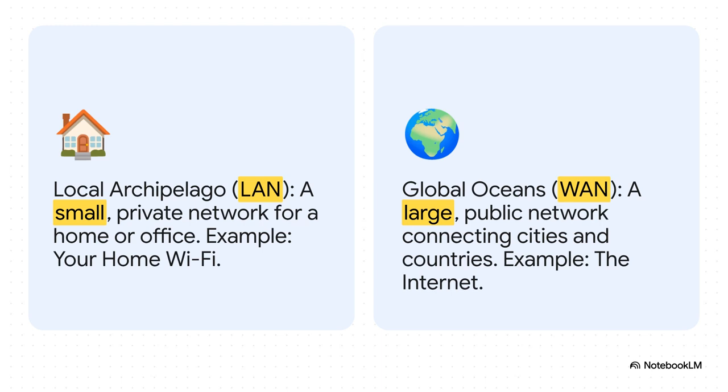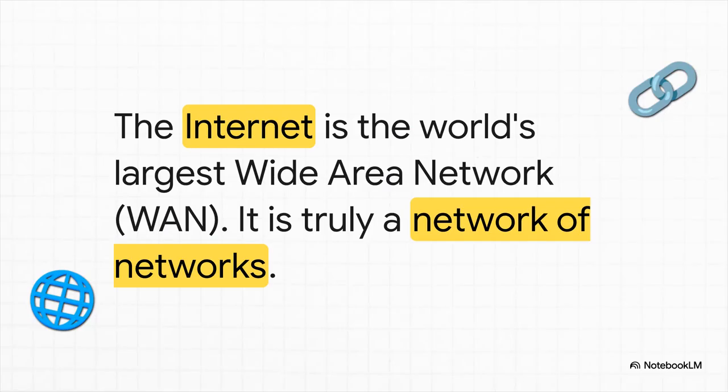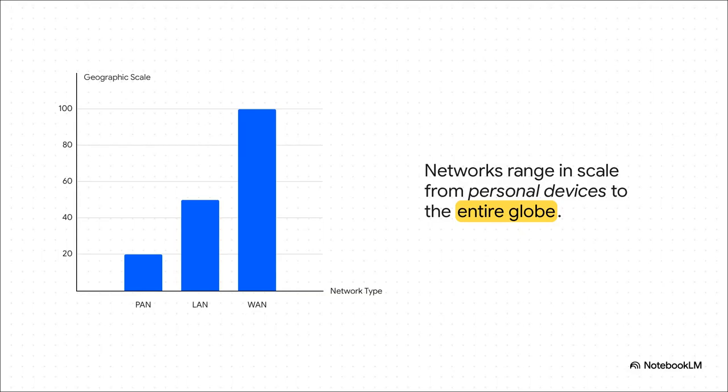On the other side, you've got the wide area network, a WAN. This is the big map of the global oceans, connecting different cities and countries using public sea routes run by the big telecom companies. And that brings us to the big one, the ultimate WAN, the Internet. The Internet is, quite simply, the largest wide area network on the entire planet. It connects countless smaller networks, which is why you'll often hear it called the most accurate thing of all, a network of networks.